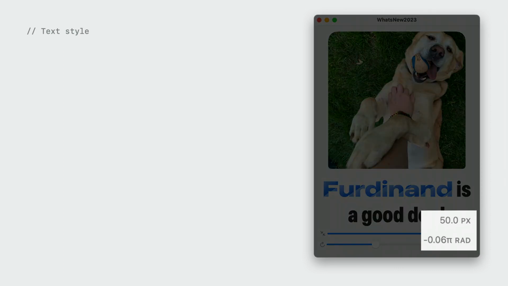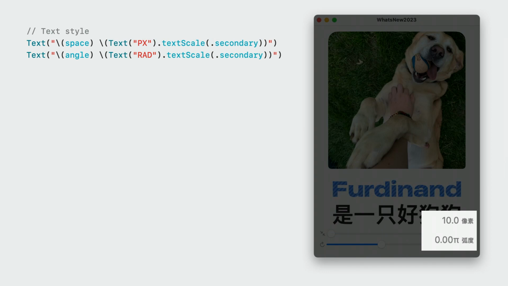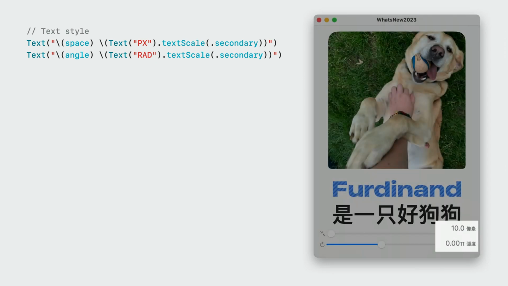In the past, I might have used small caps for this effect, but now I can get this appearance by applying the new text scale modifier to my units. If Jeff and I bring our app to the Chinese market, the units will be sized correctly, even though the concept of small caps isn't part of the typography in Chinese.